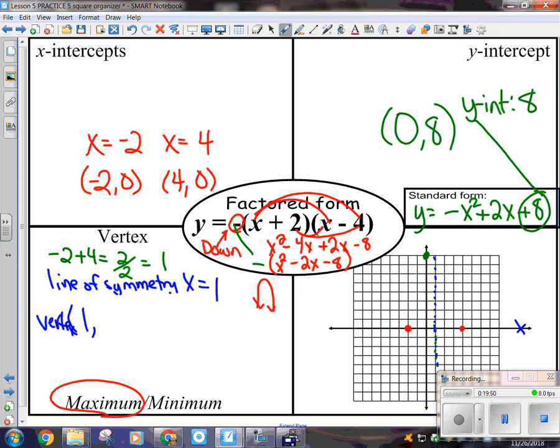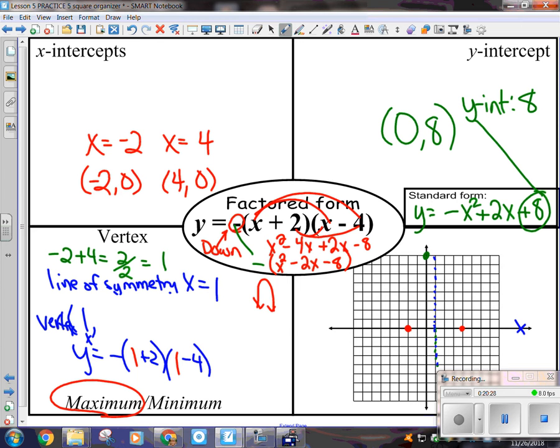By the way, could you put 1 for x in here, or could you put 1 for x in here and still get the same answer? You could put it in either one. Which equation do you want to use? Do you want to use the factored or the standard? Factored. Okay, let's use factored. So I'm going to say y equals negative out front. Then it's going to be what? 1 plus 2. And then it's going to be what? 1 minus 4.